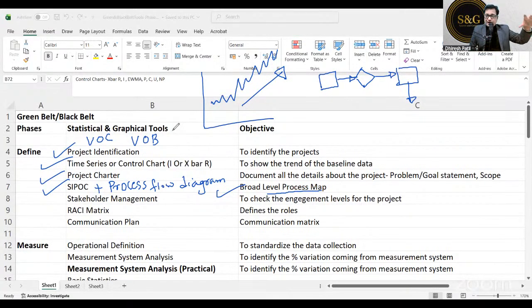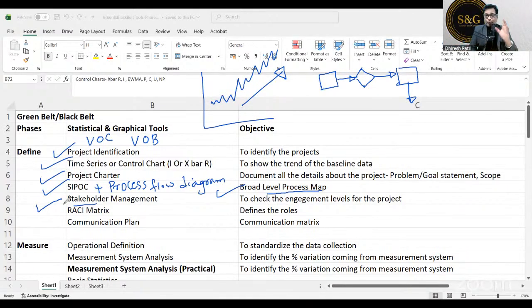So voice of customer, voice of business etc. will come into the project identification phase itself. The CTQs, critical to quality etc. Now then comes stakeholder management. What is a stakeholder, by the way? Stakeholders are the people or the functions who are involved in this entire project, who are impacting or getting impacted because of the project. Are you clear?